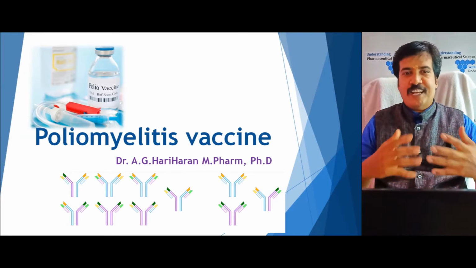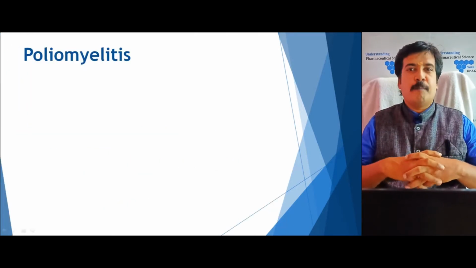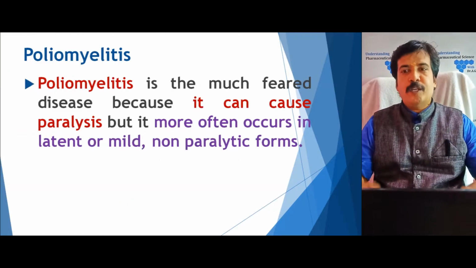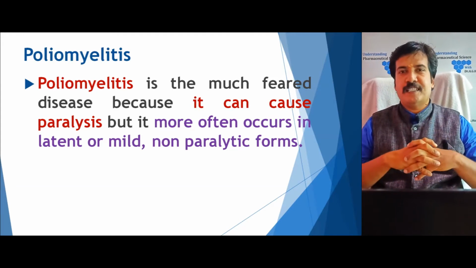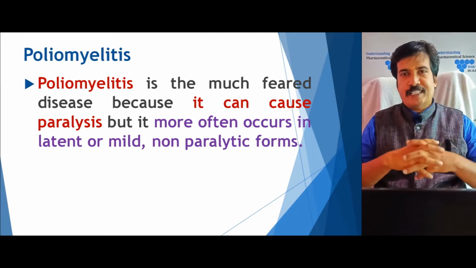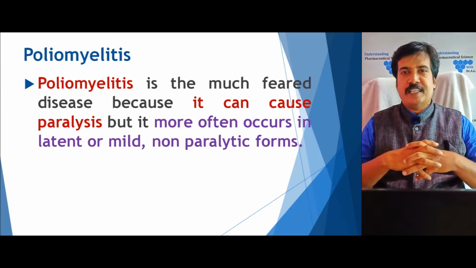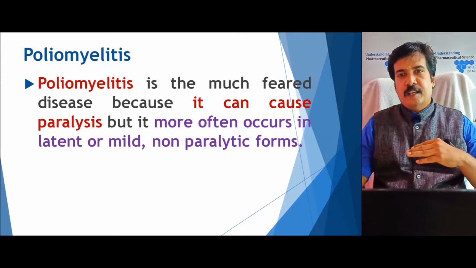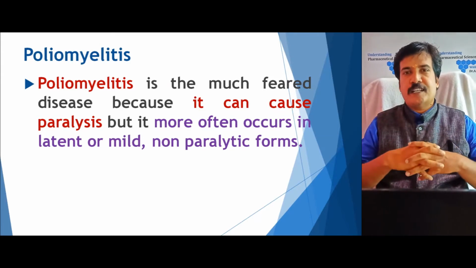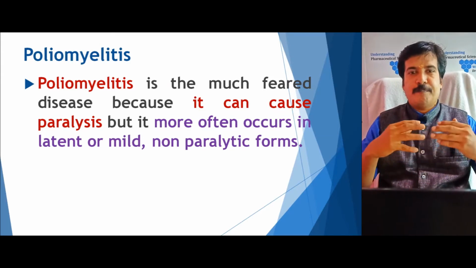So first we understand about polio, that is poliomyelitis. Poliomyelitis is one of the much feared diseases. The reason is that once the polio virus infects, the patient has a chance to get paralyzed, because this virus generally causes an infection of the central nervous system, thereby causing paralysis.